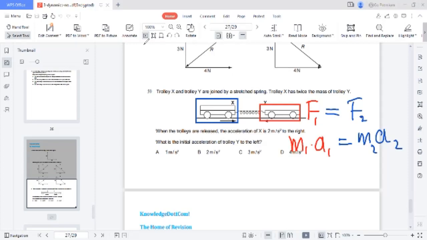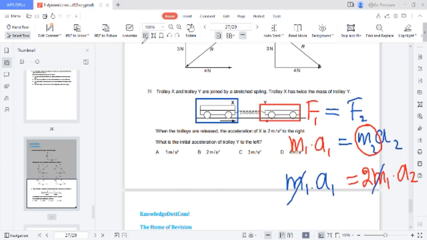You can see the mass of the blue one is double, so I can write it as 2 times m1 and a2, because the mass of the blue is twice the mass of the red one. So you can cancel out this.